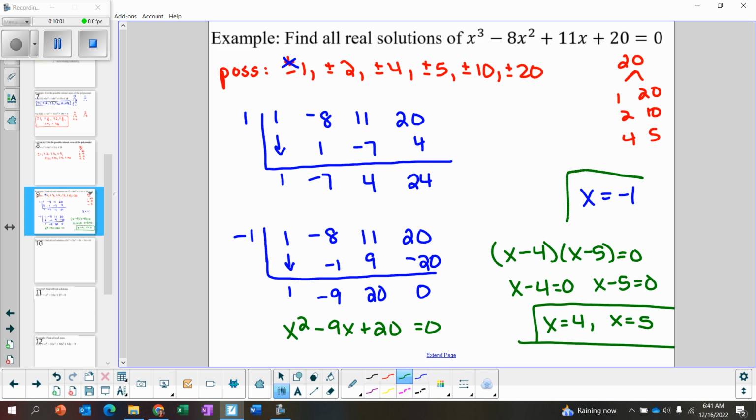The original one we got to get it down to a remainder of 0, and the last two that we got by factoring. Notice, negative 1 was in our list, positive 4 was in our list, and positive 5 was in our list. So all of those would have made 0 had I tried to do synthetic division.